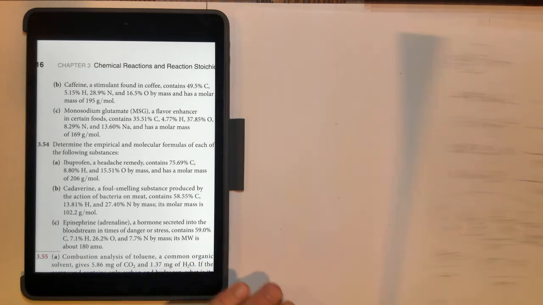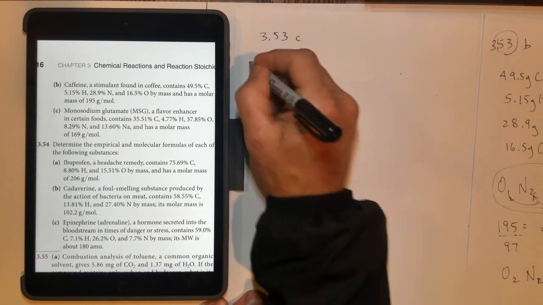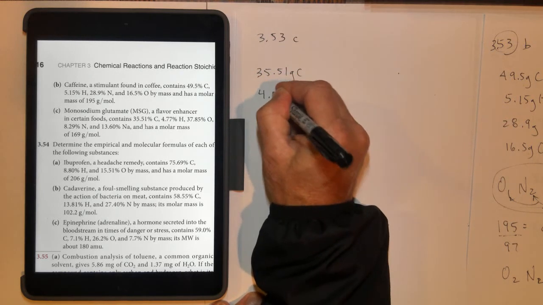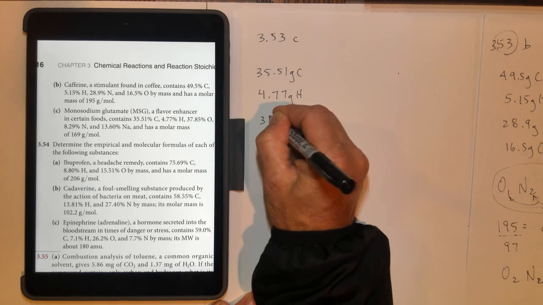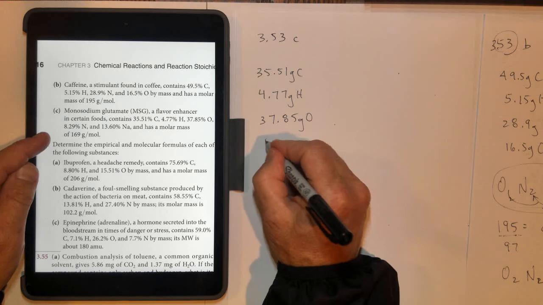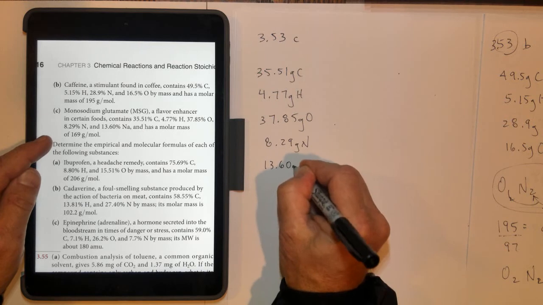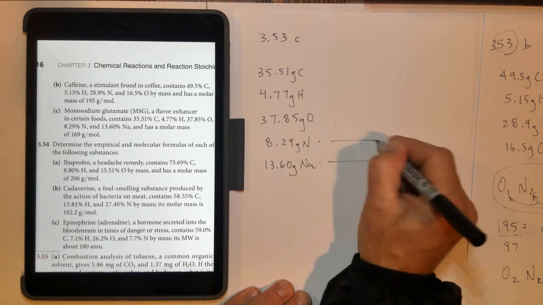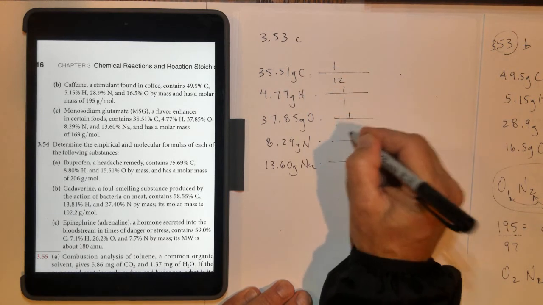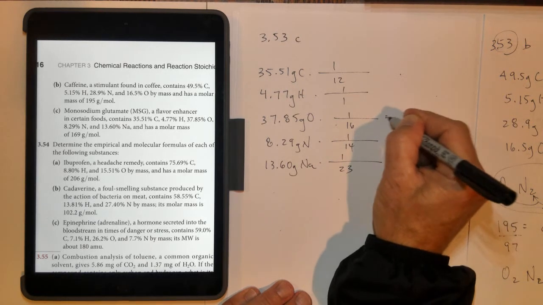All right, last one, 53C. Monosodium glutamate, assume a 100 gram sample, 35.51 grams of carbon, 4.77 grams of hydrogen, 37.85 grams of oxygen, 8.29 grams of nitrogen, and 13.60 grams of sodium. Convert each to moles. In 1 mole there's 12 grams, in 1 mole there's 1 gram, in 1 mole there's 16 grams, in 1 mole there are 14 grams, in 1 mole there are 23 grams.